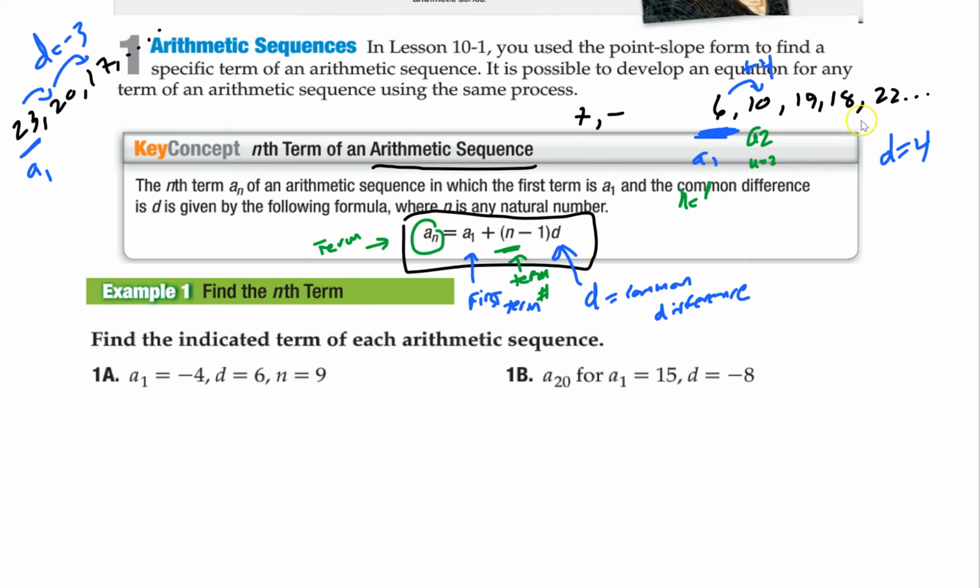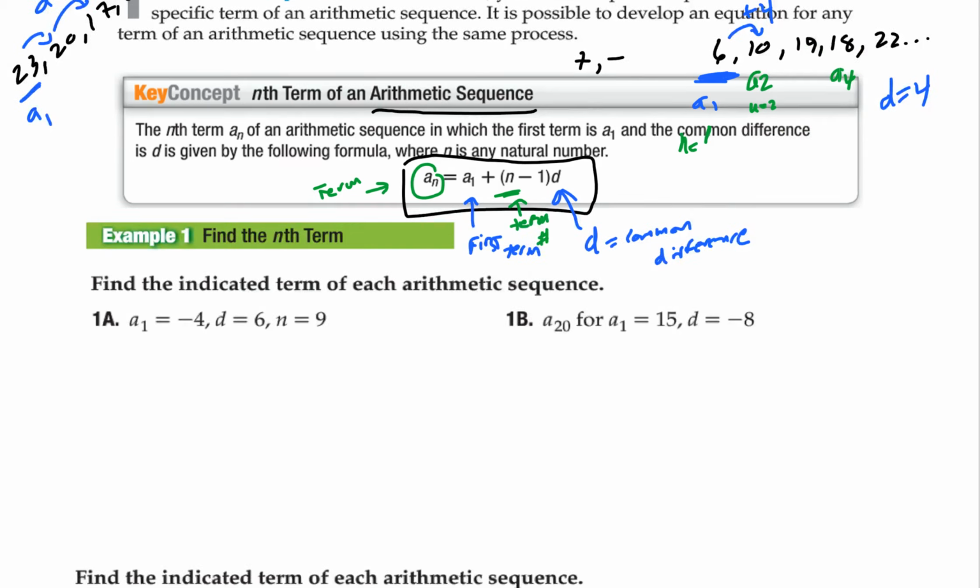So what does that mean? Right here, A4 is 18. The fourth term is 18. So that's the formula. Let's first try to make a formula using the indicated information.